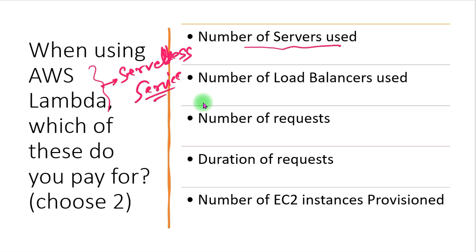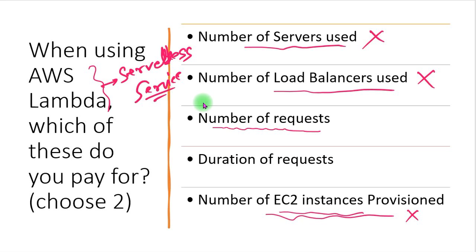So here we are not worried about how many servers are used, how many load balancers are used, or how many virtual machines or EC2 instances are provisioned to host or run our application. We just need to pay for the number of requests, how many requests we are making. So this is correct. And the duration of that request, how long our code takes to run. For the time our code runs, we are utilizing those servers, but we are not paying for the server, we are just paying for the code that runs for that duration. So this is how we tackle this question. We just need to understand that it is the duration of the request and the number of requests.